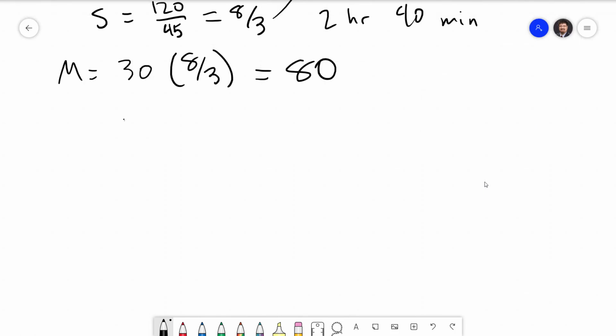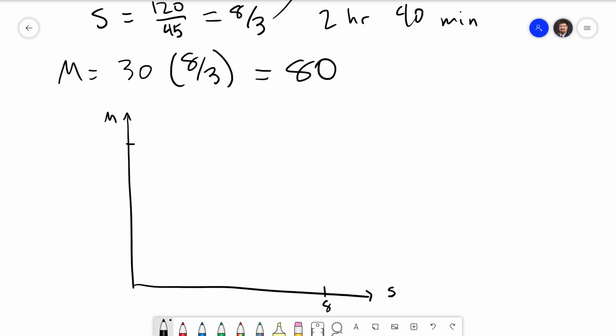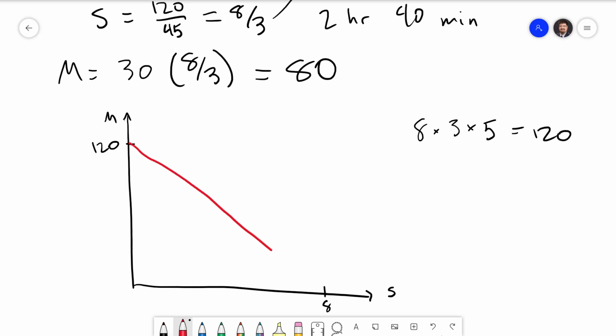We can also sketch up a graph of this. We again have a maximum amount of shirking of 8. This time the maximum amount of income is going to be 8 hours times 3 widgets times $5, which is 120. Draw in our budget line. Mark out our equilibrium, which is 80 and 8/3. And then sketch an indifference curve.